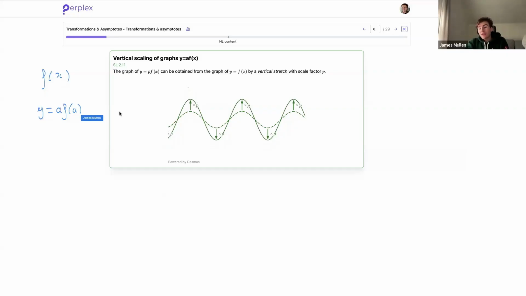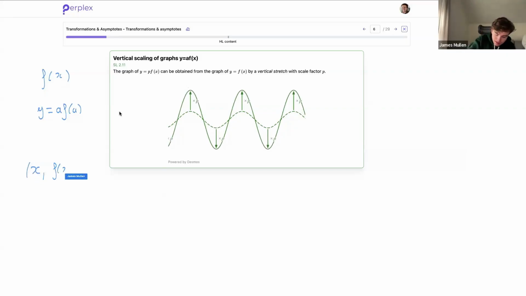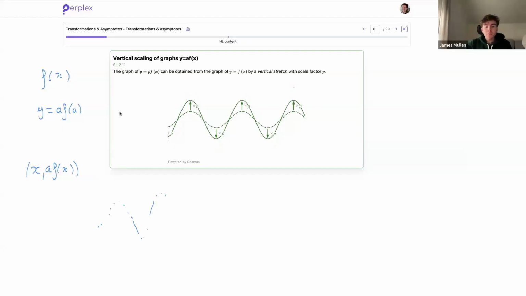Well, remember that the graph of a function is the set of points x comma f of x, the set of inputs to outputs, and we plot those on a curve. And doing a f of x is the same as multiplying all of those y coordinates by a. So I'm not changing any of the x coordinates, but all the y coordinates are going to be multiplied by a. And the result of that is a stretching or scaling of the graph by a factor of a.